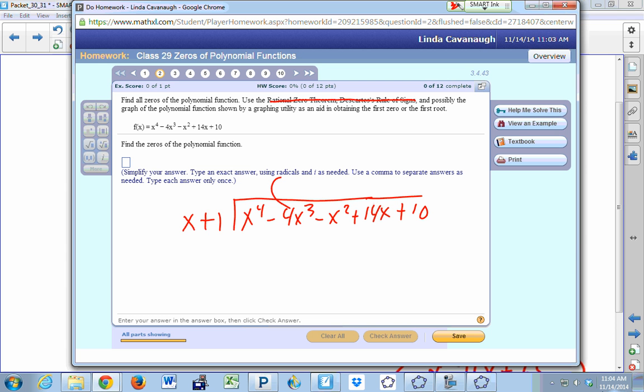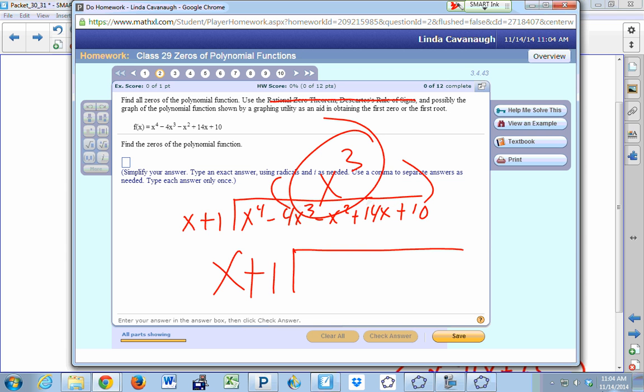And then what you're going to have left up here is going to be some type of cubic. And then you have to use a graphing utility. You put that cubic in and you find another 0. And then I think it's another -1. And then you divide that and you're going to get some kind of quadratic up there. And then you use your quadratic formula. So you just keep repeating that process.